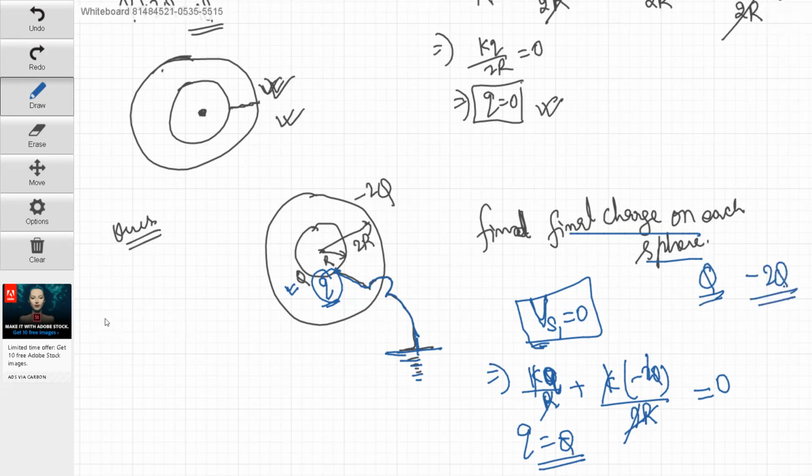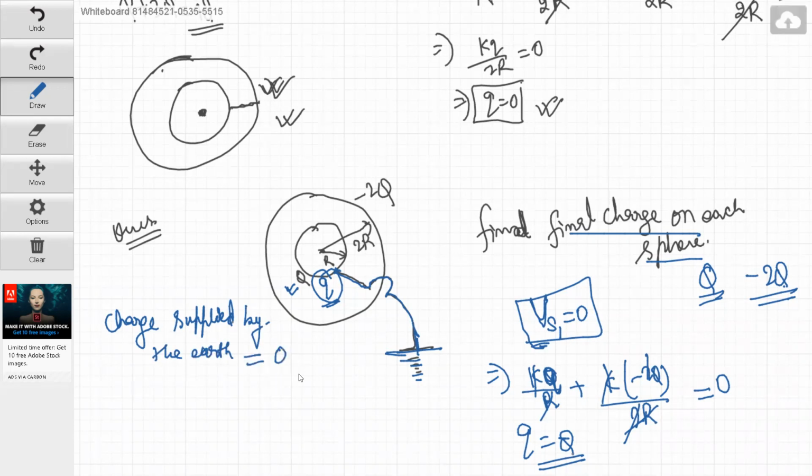Is this all right? The question used to come like this also: what is the charge that flows? The charge supplied by the earth, that is going to be zero. The charge supplied by the earth will become equal to zero. Hope you understand. Is this okay? In this case, it will become equal to zero.